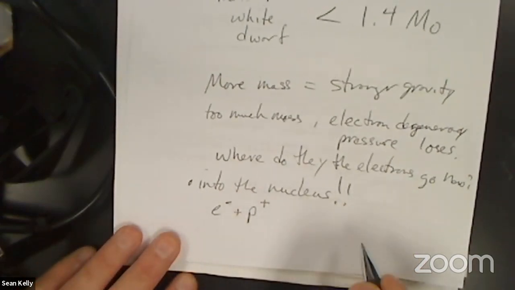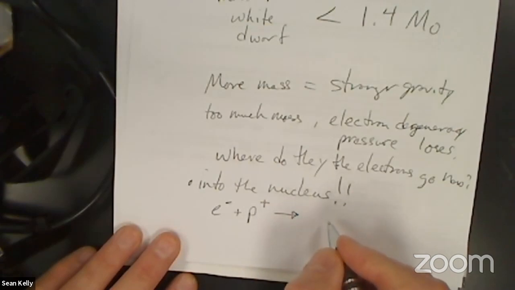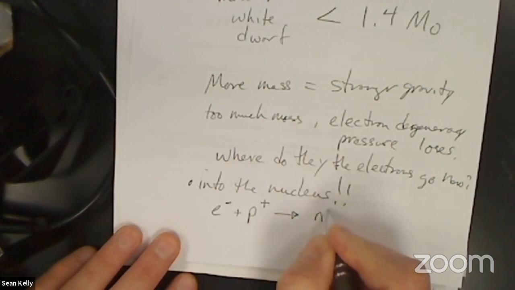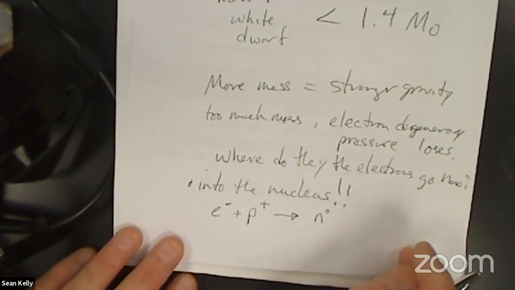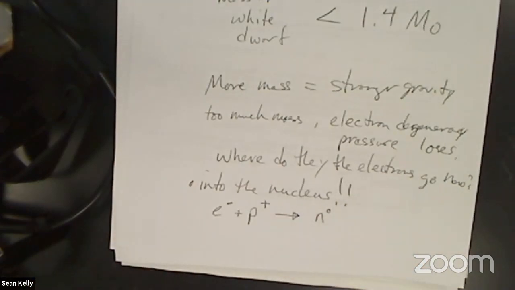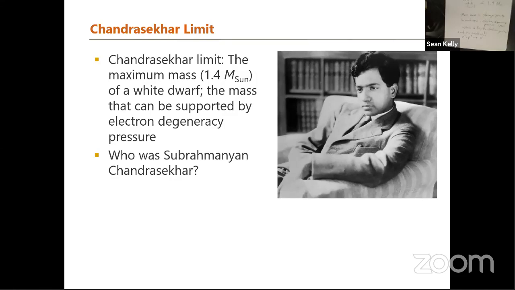And something miraculous happens. What is the miracle? Those two can combine and form a neutral neutron. This is amazing. The electrons, when they get forced into the nucleus, will combine with protons and become neutrons. Wow, is that crazy? Subramaniam Chandrasekhar was the one person who figured out the strength of the electron degeneracy pressure and showed that if a white dwarf, a failed star, was greater than 1.4 solar masses, it couldn't exist anymore, because the electron degeneracy pressure would not be strong enough. So what happens? What do you get?